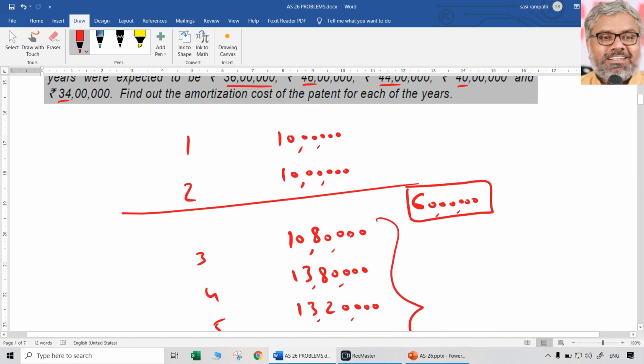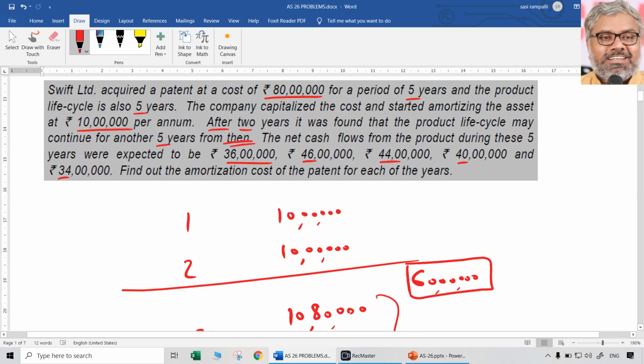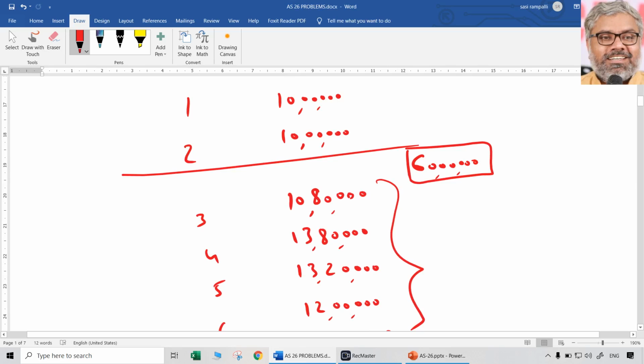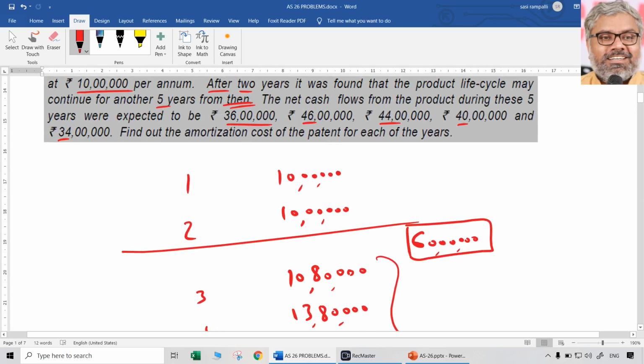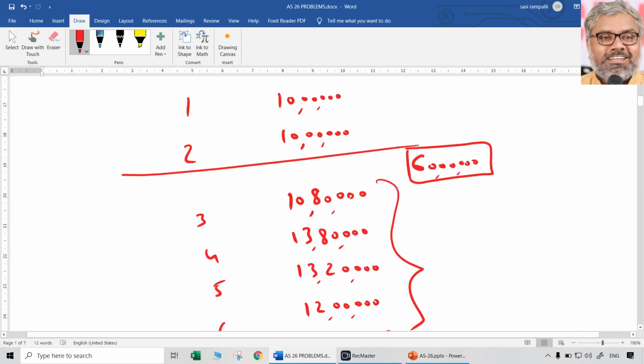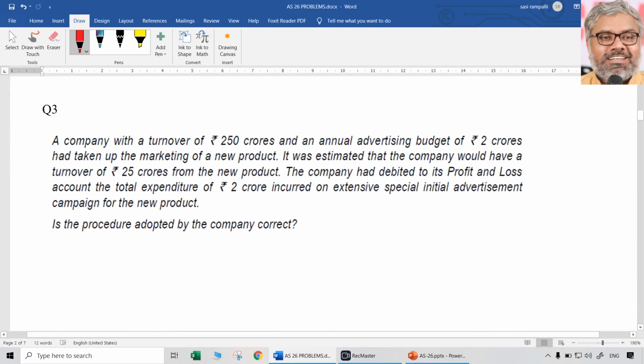This is the calculation you have to show with a table, year, amortization, and show the calculation also clearly for each of them. How did you calculate it? 60 lakhs divided by 200 into 36. 60 lakhs divided by 200 into 46. 60 lakhs divided by 200 into 44. Like that 40. Like that 34. Calculations have to be shown in order to gain 5 marks from such type of question.